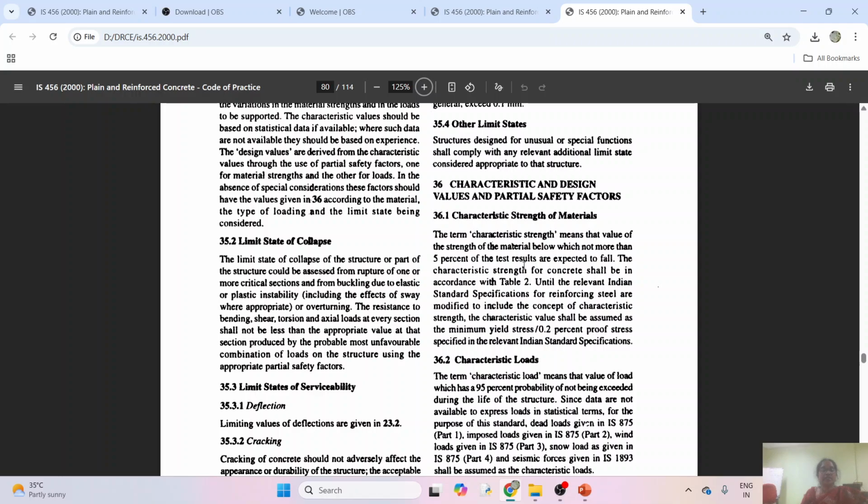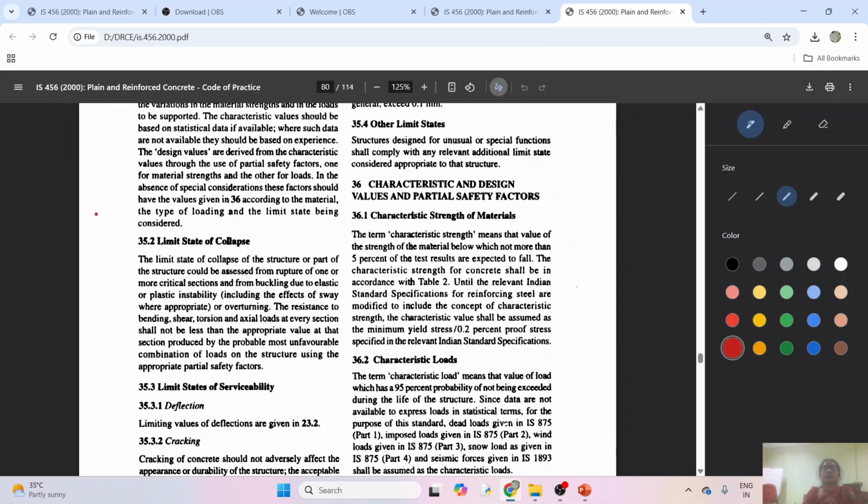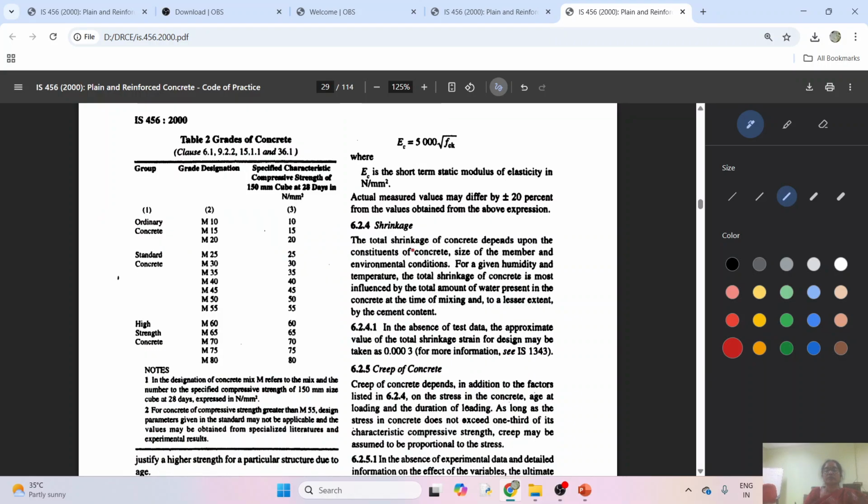36.1 is the characteristic strength of material. The term characteristic strength means the value of the strength of materials below which not more than 5% of the test results are expected to fall. So the characteristic strength of the concrete is given in Table 2. This is the specified characteristic compressive strength of the concrete, of 150 mm size cubes at 28 days.